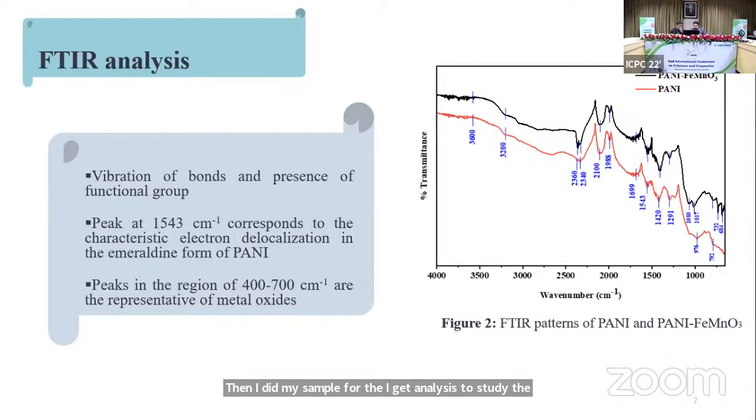A representative peak at 1543, as we can see here, is the peak that gives us the characteristic electron localization in the emeraldine form of the polyaniline. The other peaks, the pattern of peaks below 700 per centimeter, are for the metal oxide. A big peak at the 3600 per centimeter wave number shows the presence of water molecules in the compound.